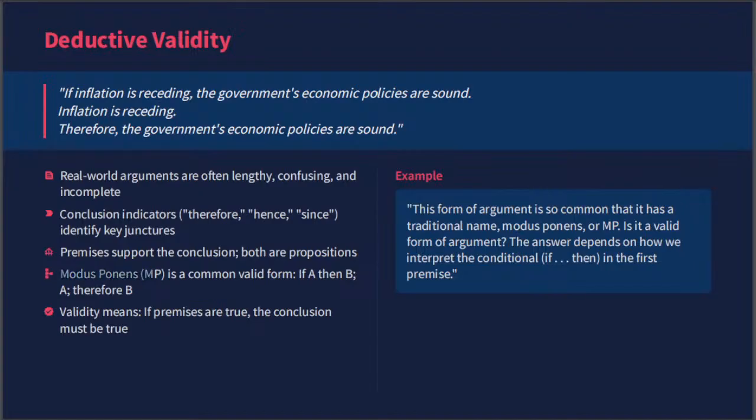The modus ponens, MP, is a common valid form, and that form is this: if A, then B. A is true, therefore B. So if A is true, then B is true, whatever. A is true, therefore B is true. Validity means if the premises are true, the conclusion must be true if it's valid. So if the argument is valid and the premises are true, the conclusion must be true. Must be true. Let's proceed.